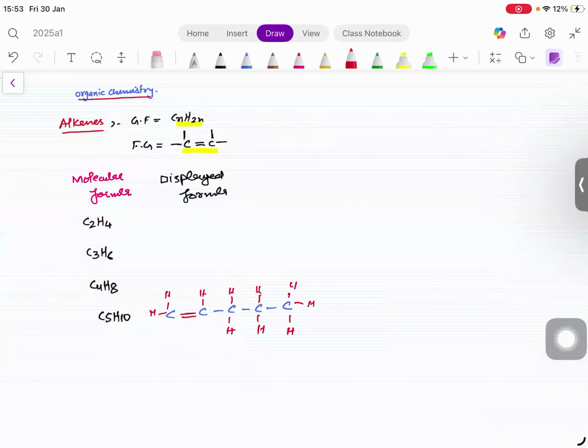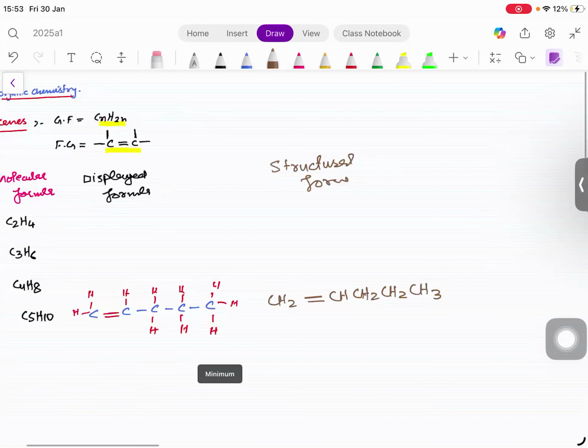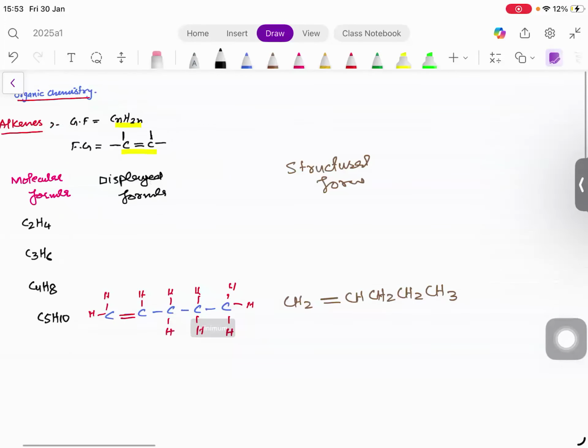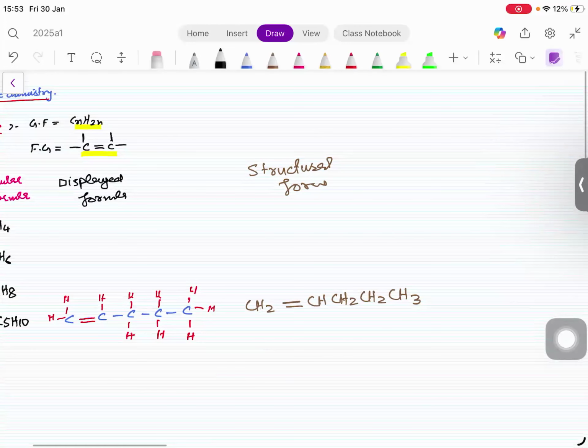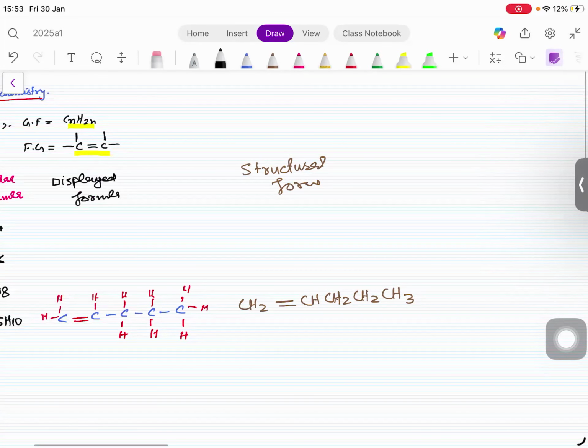Then you know there's another formula known as structural formula. That is not displaying all the bonds, but it gives you the structure. So CH2 double bond CH, and then CH2, CH2, and then CH3. Normally in structural formula, we don't show the bonds. But here double bond is a functional group, so we are supposed to show the bond there.